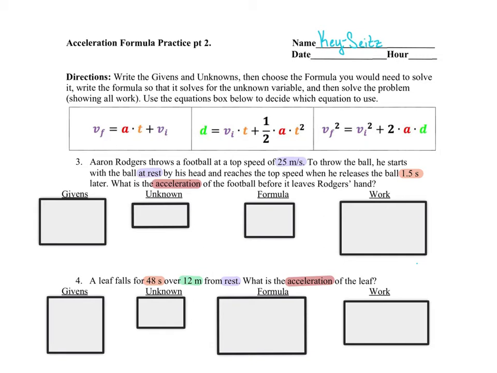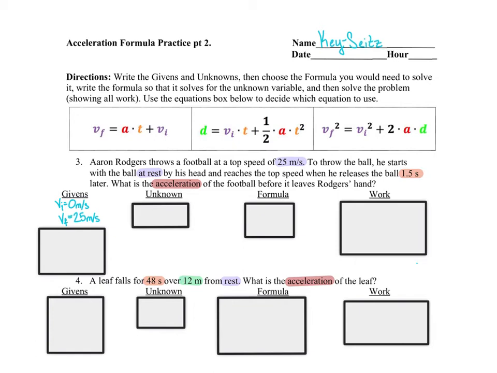Okay, again, we have the highlighted parts, so let's go through. It says the top speed is 25 meters per second. Well, we know that's a velocity, but we don't know yet if we want that to be our initial or our final velocity. So let's keep reading. It says that he starts with the ball at rest by his head. So because it says he starts the ball at rest, that means that's our initial velocity. So rest means 0 meters per second for our initial velocity, which makes 25 meters per second our final velocity.